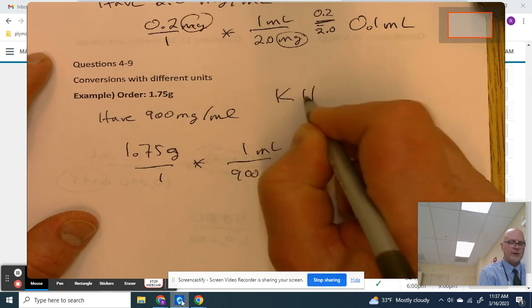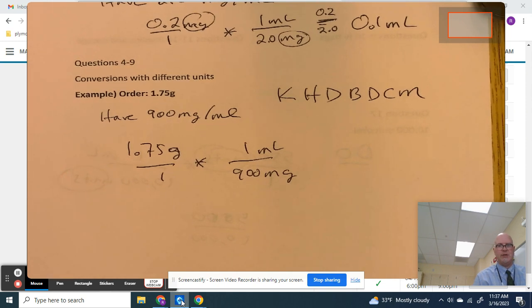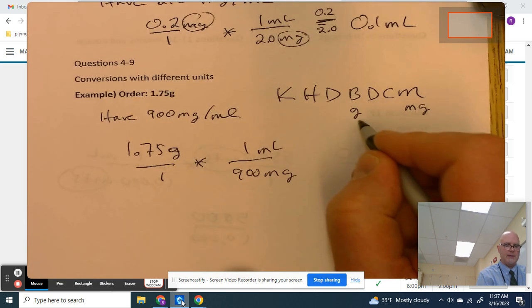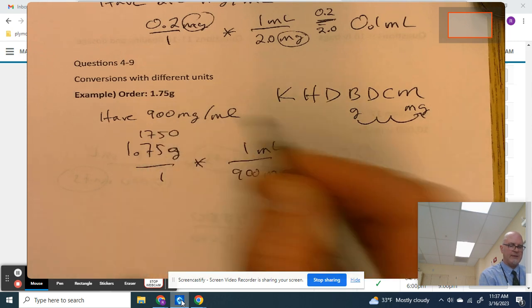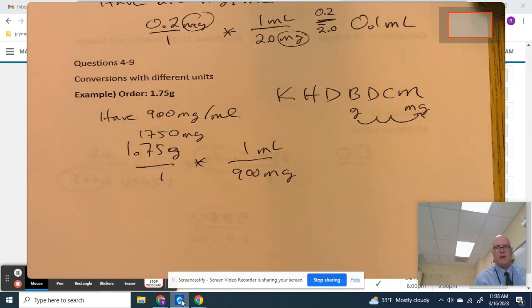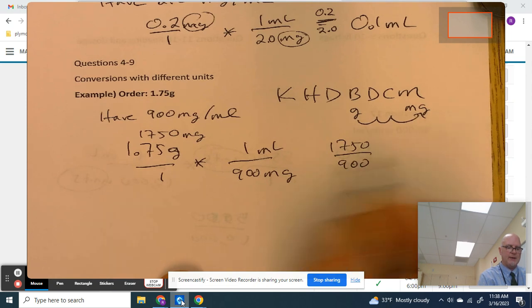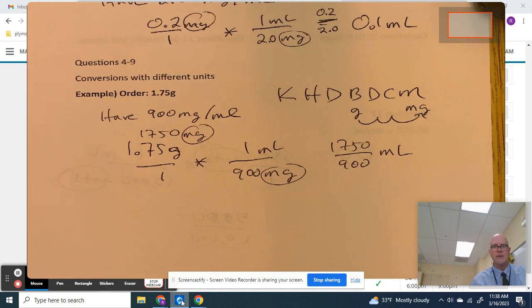So if we go back to our list that we used, the mnemonic device to change milligrams to grams, B is grams, M is milligrams. I have to move it over 3 spaces, which means my new answer turns out to be 1750 milligrams versus 1.75 grams. Top times the top, bottom times the bottom. Milligrams are crossed off, and the only answer is going to be our ml. So if we practice with the doctor's order coming first, we should be okay.